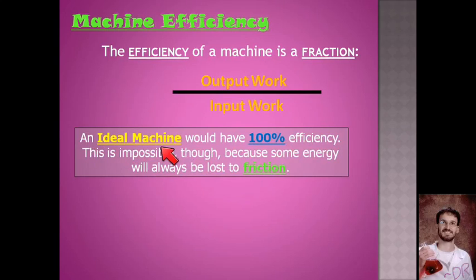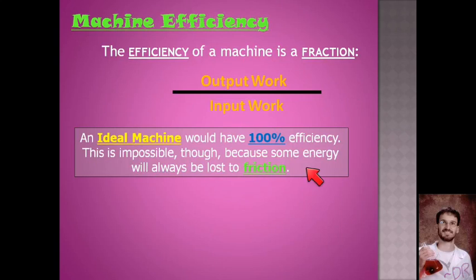So if a machine was perfect, you would have 100% efficiency because you would get just as much work out as you put in. So if I had 5 units of work I'm putting out and I'm putting 5 units of work in, then this would work out to be 1, and in a fraction 1 is 100%. So that means that I would have a perfect machine. But that can't happen. You will never get as much work out of a machine as you put in. There is always a certain amount of loss.